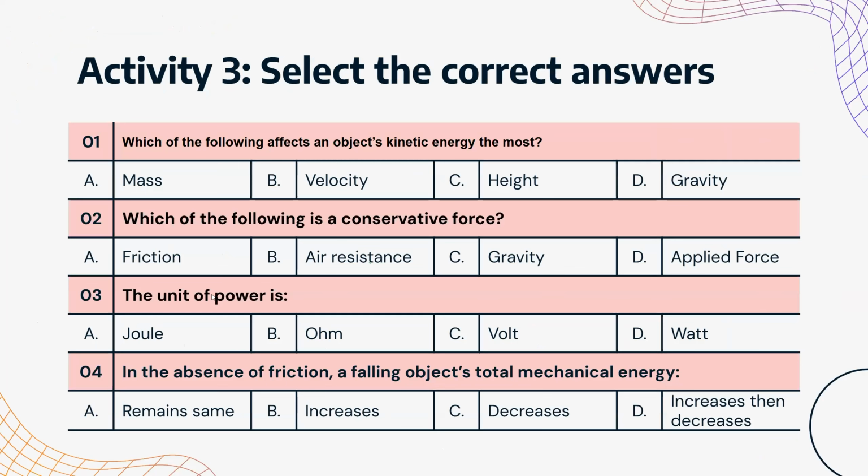Which of the following affects an object's kinetic energy the most? Mass, velocity, height, or gravity?